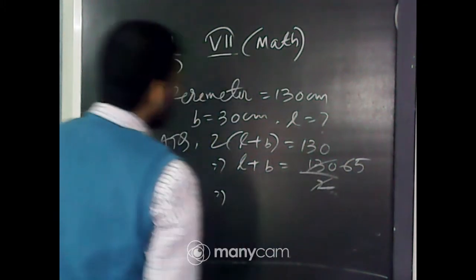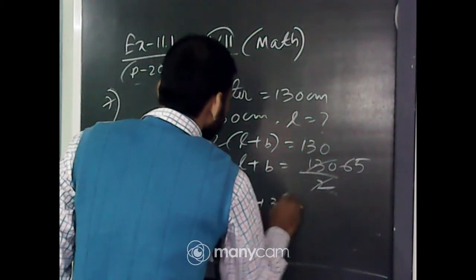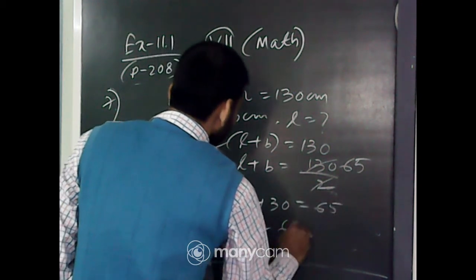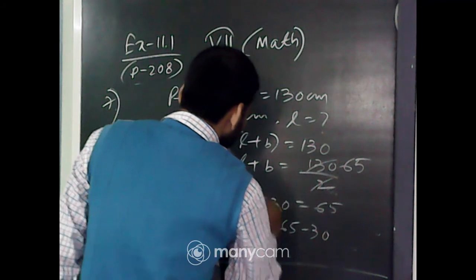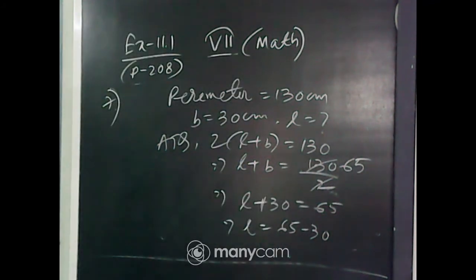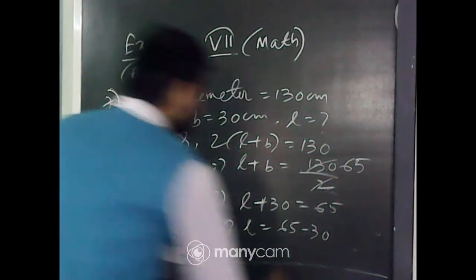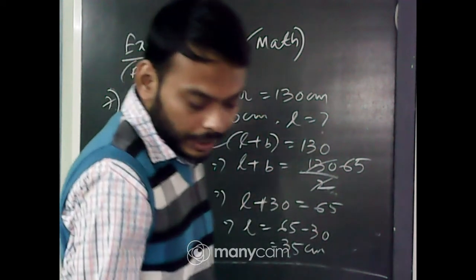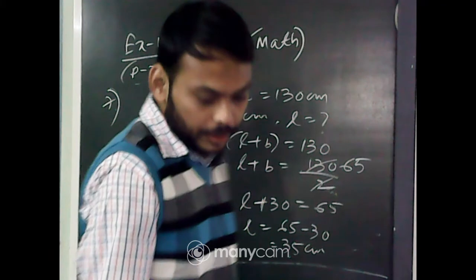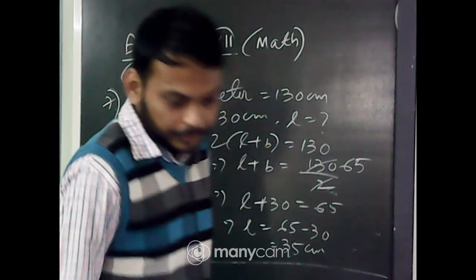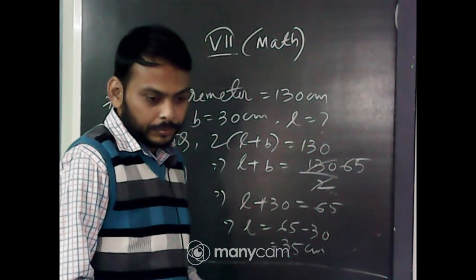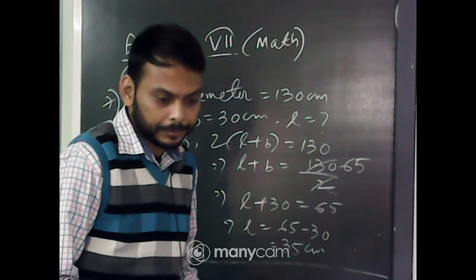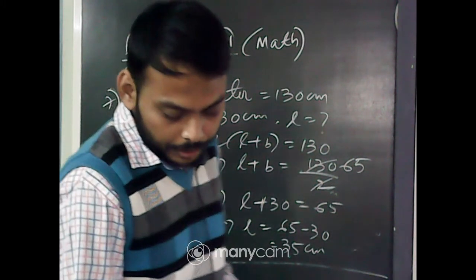Now putting the value of B, L plus 30 equals 65. So L equals 65 minus 30. Whenever 30 moves to RHS, it will be minus 30. So that means it will give you 35 centimeter. The length will be 35 centimeter. Isn't it? You just do it in your copy.